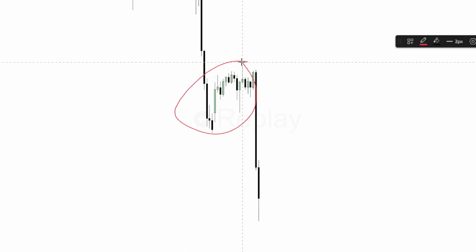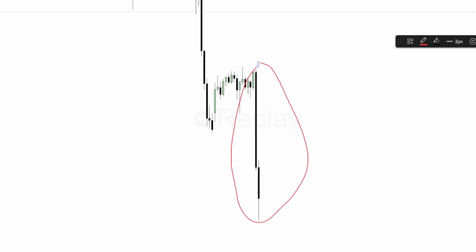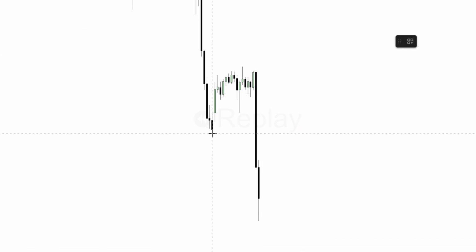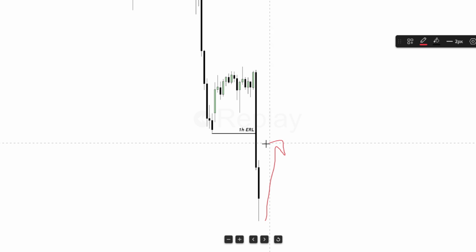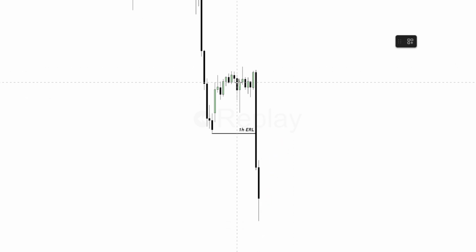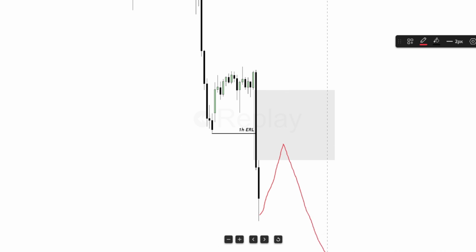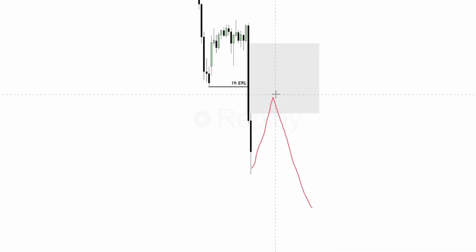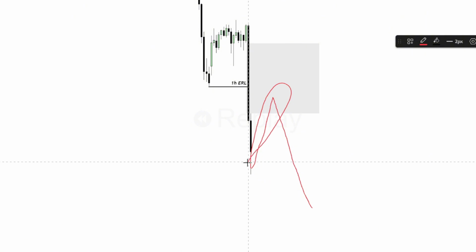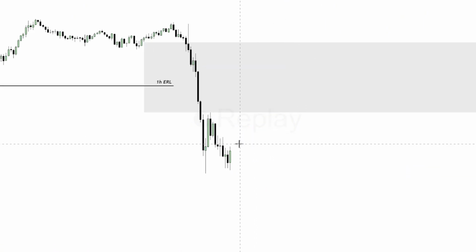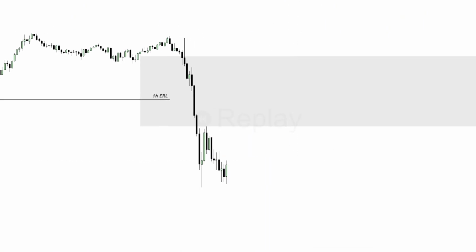So after seeing this consolidation and this expansion leg, we can apply some other concepts such as ERL and IRL. We sweep out this nice hourly ERL, and off that ERL, I'd want price to tap into the IRL, which is this hourly fair value gap, for a short-term retracement and then a continuation lower. So for something like this on the higher time frame, to continue lower with that expansion leg and that small little retracement leg, now we can go down to the lower time frame and look for a possible entry.